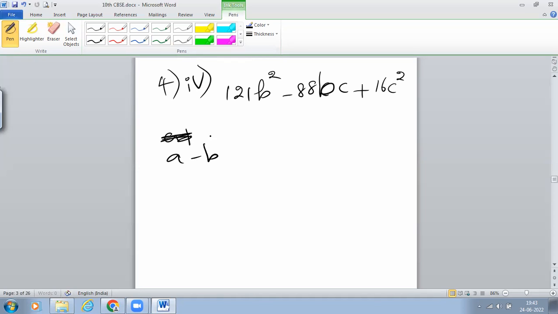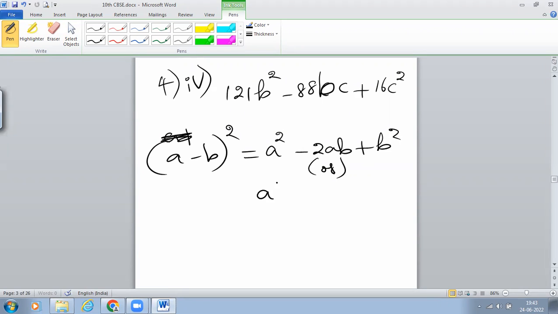A minus B the whole square. How many of you remember the identity, ma? What is A minus B the whole square? No, it is not A square minus B square. It is A minus B the whole square. That is A square minus 2AB plus B square. Do you remember, ma?